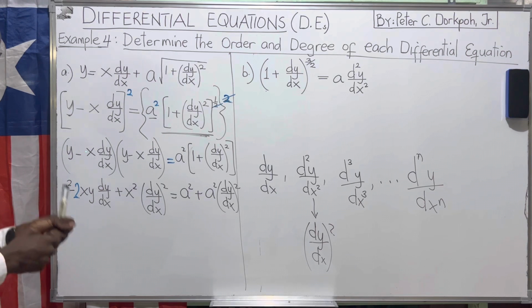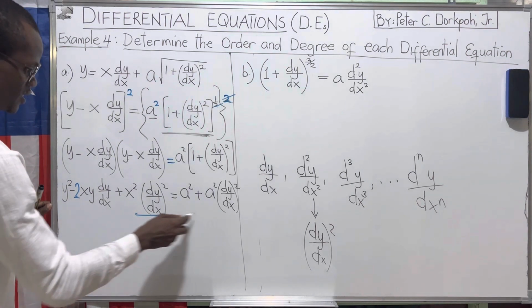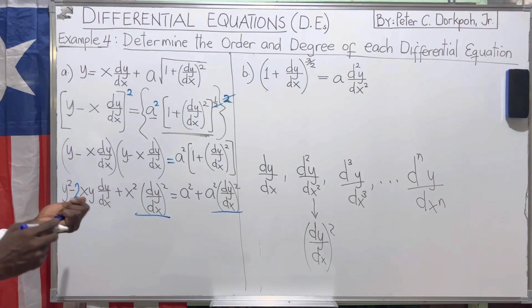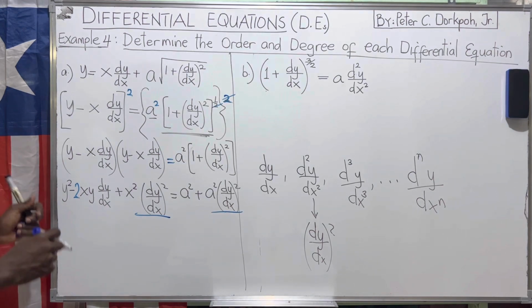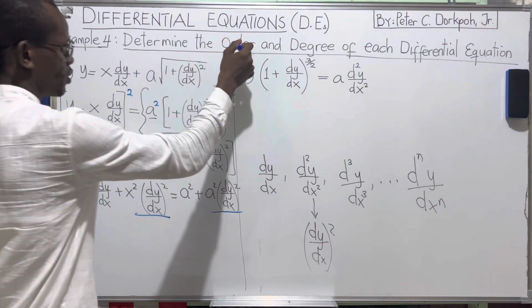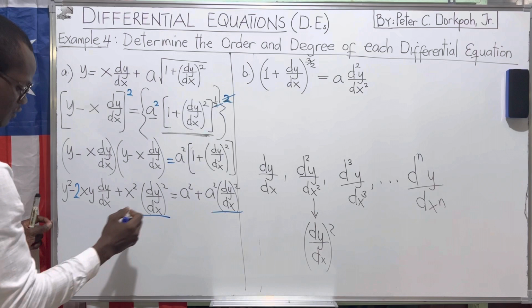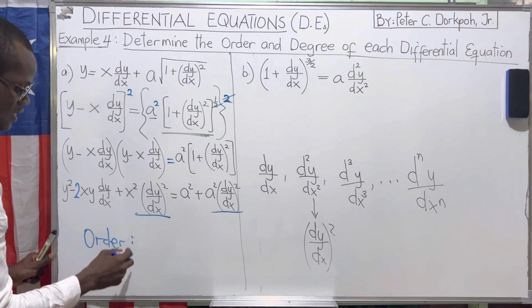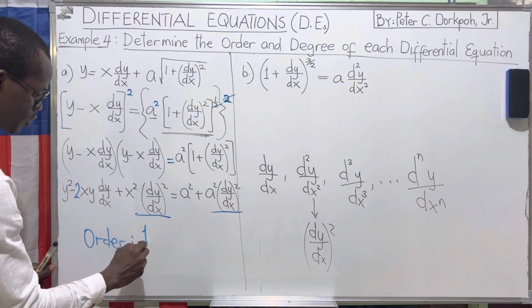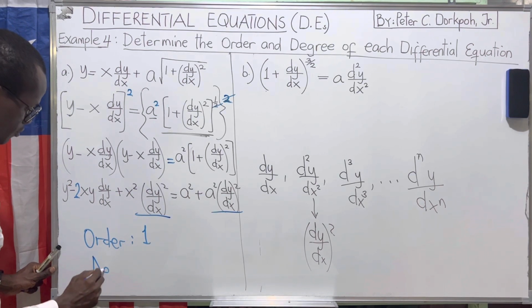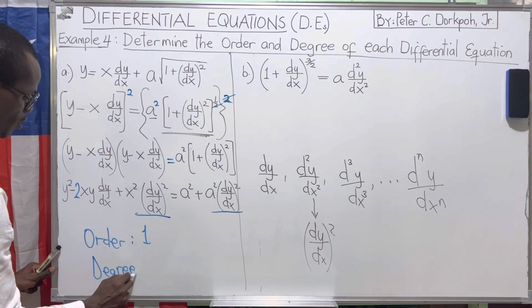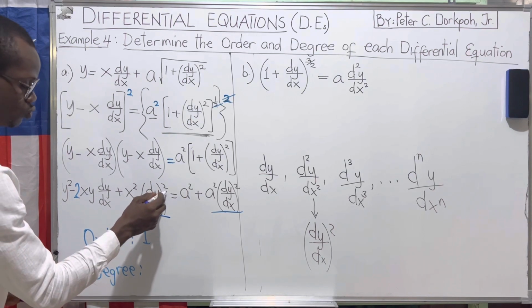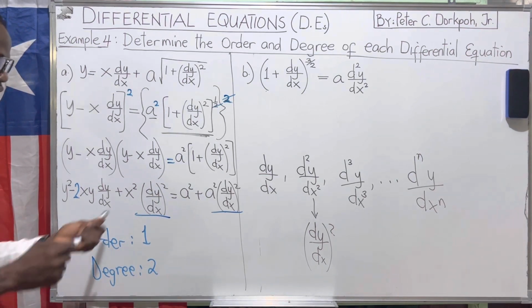If we like, we can group these terms, but this is not our concentration. Our concentration is to be able to find the order. We know the highest derivative is just first order, so the order is 1. And then the degree, the power of the highest derivative, is 2. So the degree is 2.